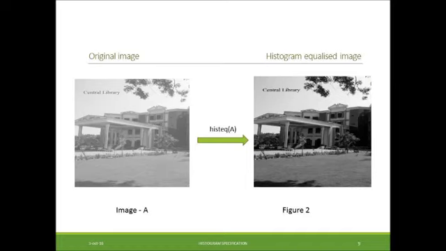Now let's see the physical significance of histogram equalization. Here the left hand side represents the raw image. Now after applying the histogram equalization, the image is transformed to the image at the right side. This can be easily achieved by the Matlab code histeq of A.